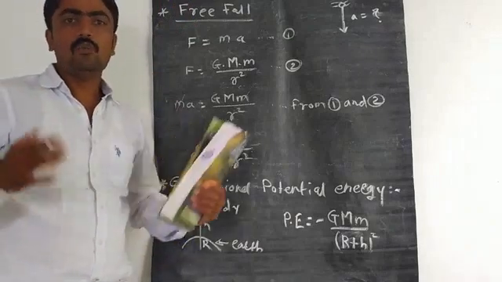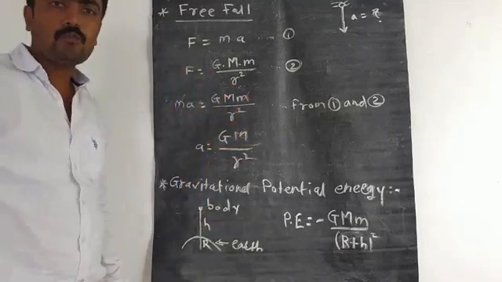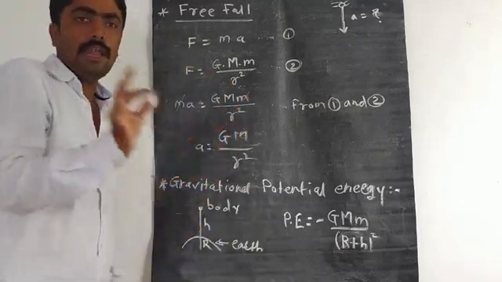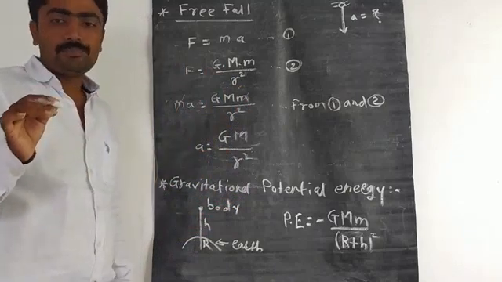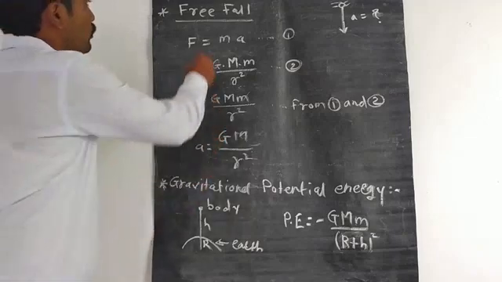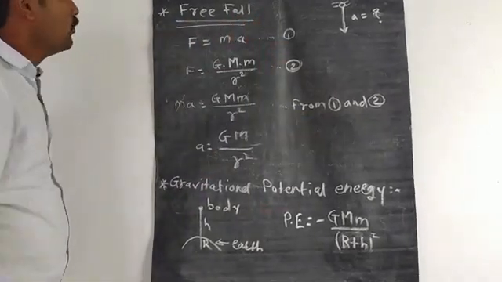Any body falls from upside without an external force. I already told you, no kind of force is applied. That is, any body falls from upside without an external force is known as free fall.